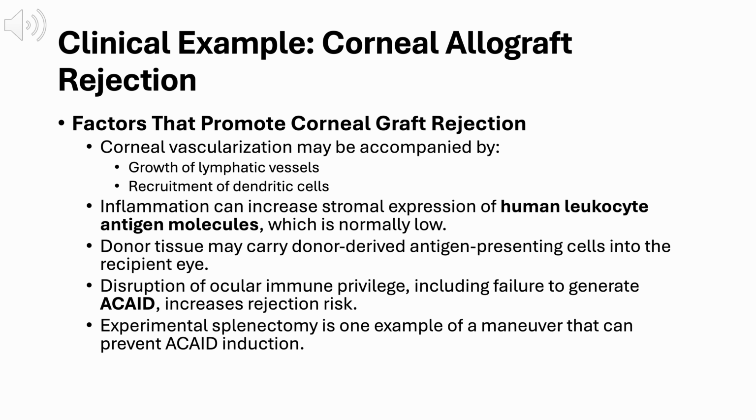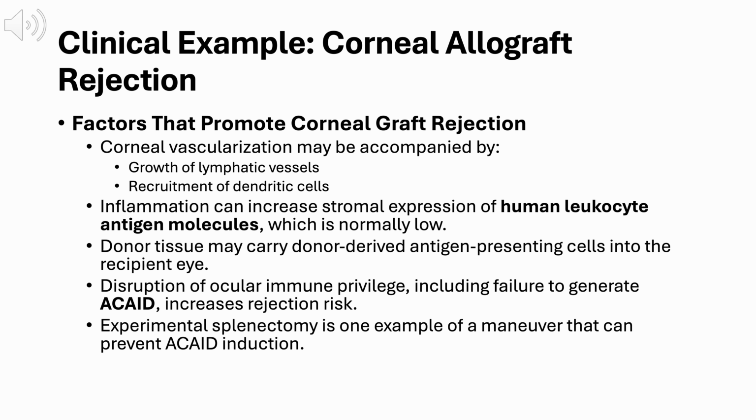If privilege explains why corneal grafts survive, then rejection is what happens when that privilege is undermined. So let's look at the factors that promote it. The biggest one is corneal vascularization. When new blood vessels grow into the cornea, they're often accompanied by growth of lymphatic vessels and recruitment of dendritic cells, effectively rebuilding both the afferent and effector arms the privileged cornea normally lacks.